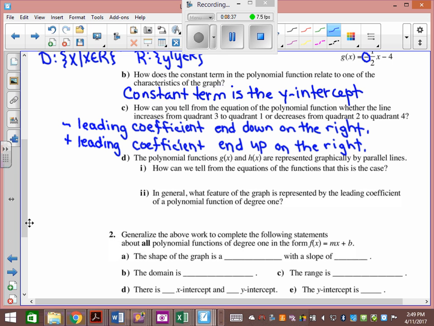So how can we tell from the equations of the functions that this is the case? They both have a slope of -1/2. In general, what feature of the graph is represented by the leading coefficient of a polynomial function of degree 1? The leading coefficient will tell you how it ends on the right, always, to reiterate that.